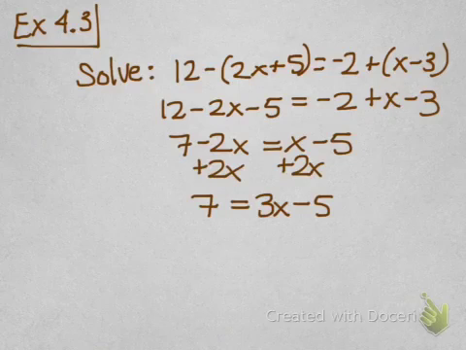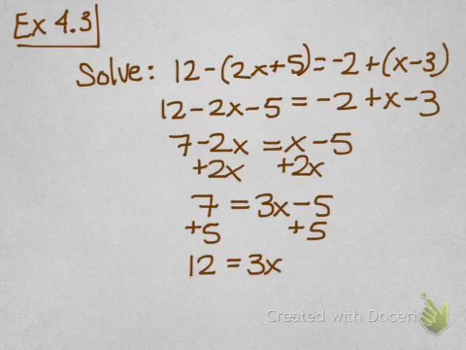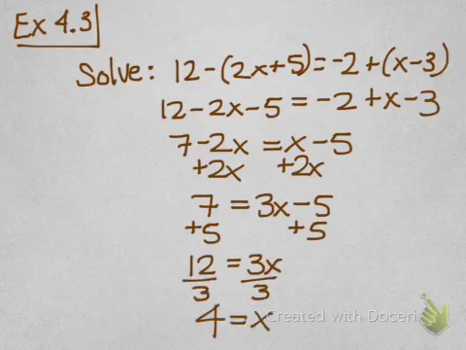Now we need to eliminate the constant term. So we'll add 5 to both sides. We get 12 is equal to 3x. And then the last thing we need to get rid of is the coefficient term. So divide both sides by 3. We end up with x equals 4.